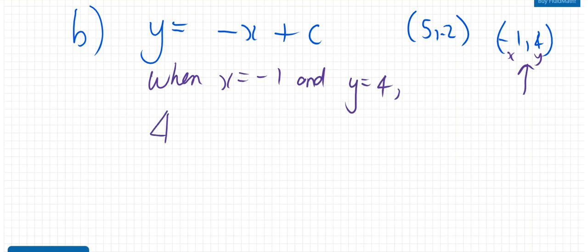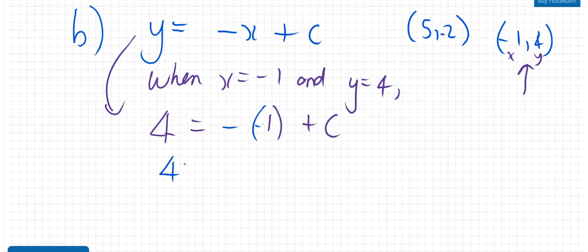I'll have 4, so that equation here, that y becomes a 4, is equal to negative, and x is now here a negative 1, plus c. You should always substitute with brackets like I've done here, just in case. Now, 2 negatives here will make a positive. Sorry, so the brackets don't have to be there in this case.